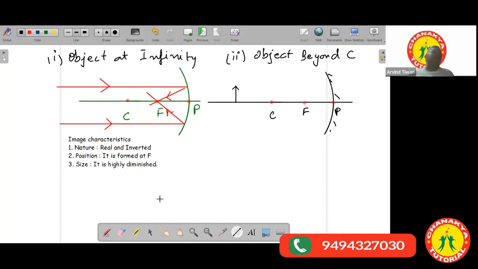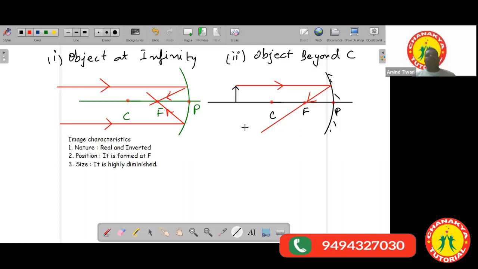Now again we have to choose the two light rays which we can consider for the image formation. For the light rays, one of the light rays we can choose to be parallel to the principal axis. And the light ray which passes parallel to the principal axis, after reflection, will pass through the focus.